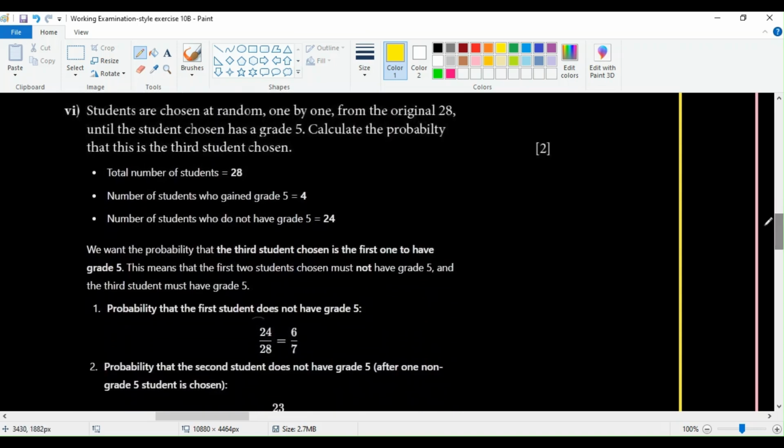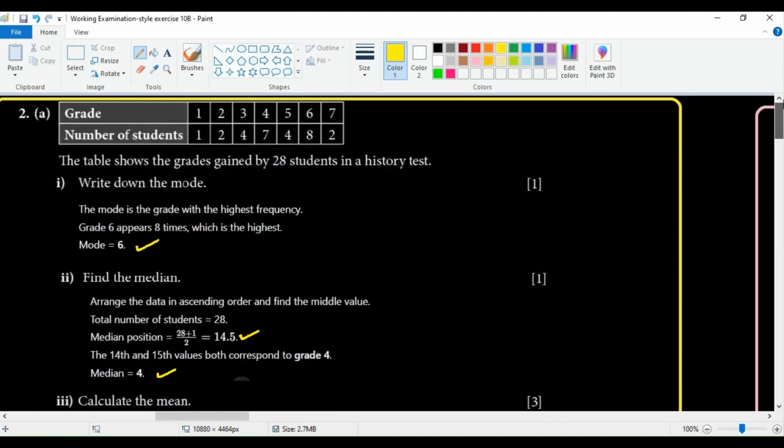Now comes question number 6, which is going to give you 2 marks. Students are chosen at random one by one from the original 28 until the student chosen has grade 5. Calculate the probability that this is the third student chosen. Number of students are 28. Number of students who gain grade 5 are 4, as you can see on the table on top.